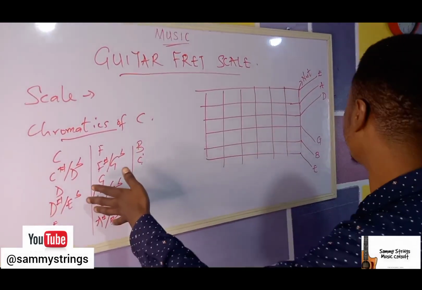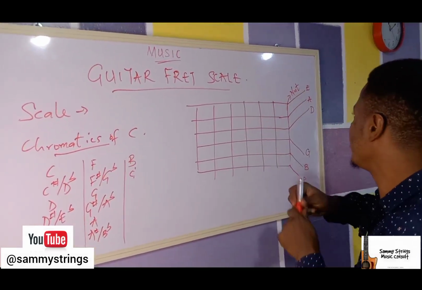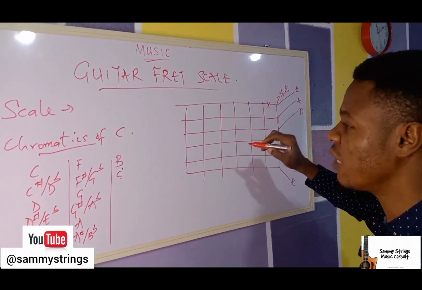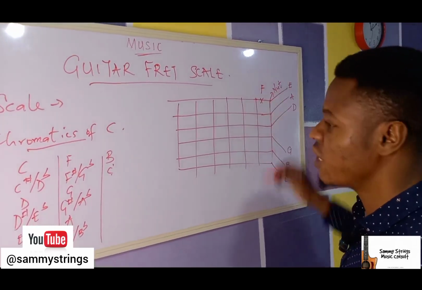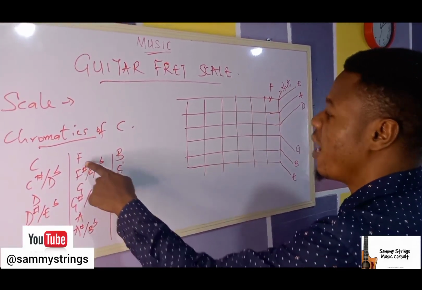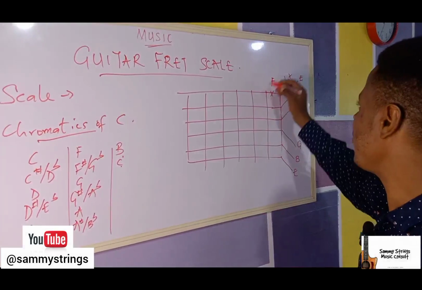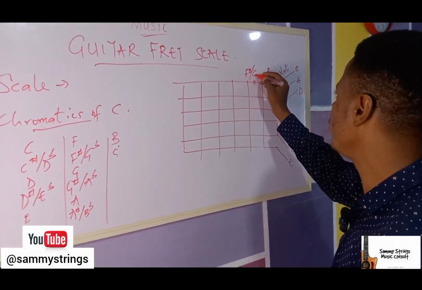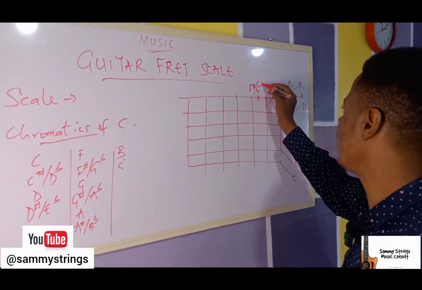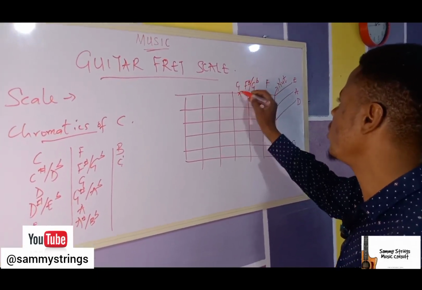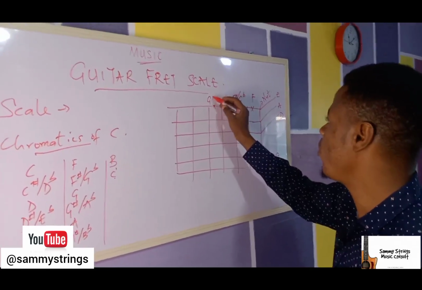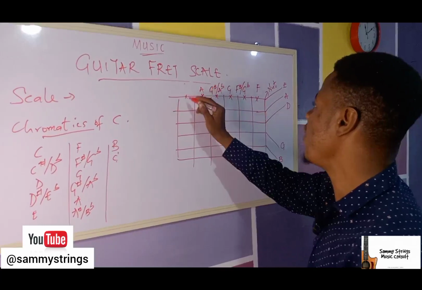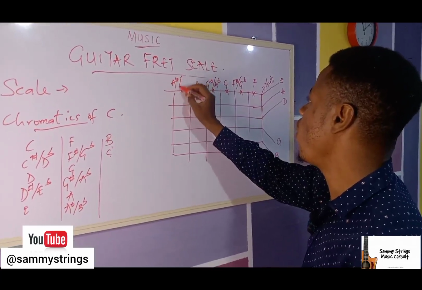Following the rule of the chromatics, if you are starting from E here, then definitely my next key has to be F. Just like I have it here. Immediately after my E, I have my F next. So then after my F, I have the next key, which is going to be the F sharp or G flat. Then after that, I have my G. Then I have my G sharp or A flat. Then after that, I have my A. Immediately after my A, I have A sharp or B flat.